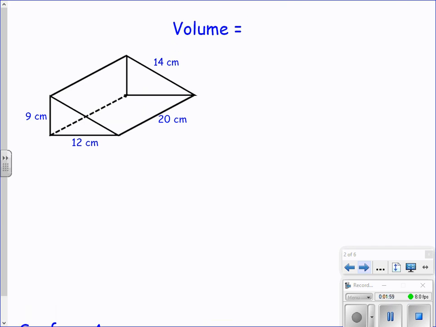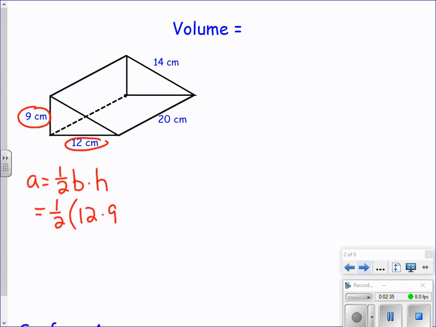All right, so here we have a triangular prism, and we want to find the volume. If we can find the area of this triangle, and then times it by 20, we will find the volume of that little wedge. Now, all of you are talented enough to remember how to find the area of a triangle. We take the base, times it by the height, and divide it by 2. So remember, it's half the base times the height. So that's a half of 12 times 9. And 12 times 9 is what? 108, and half of that is 54.